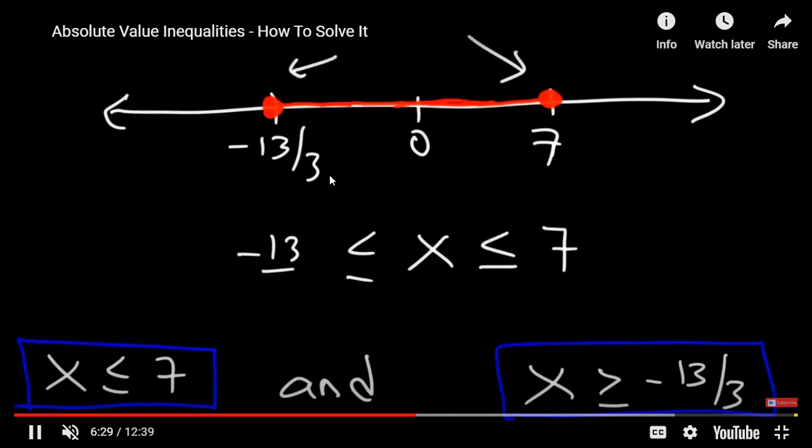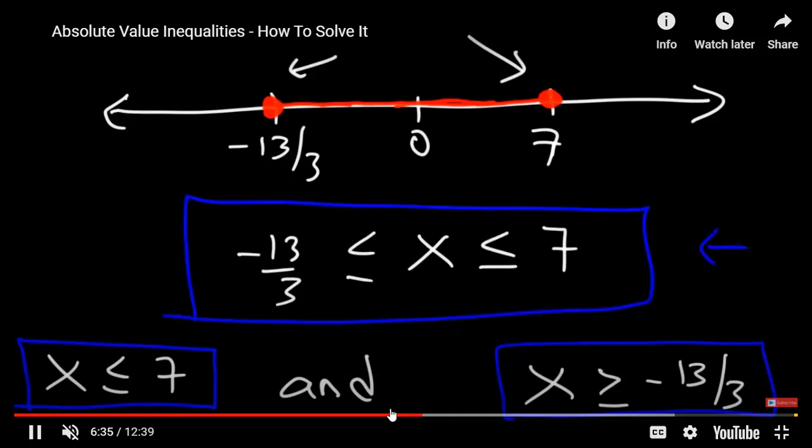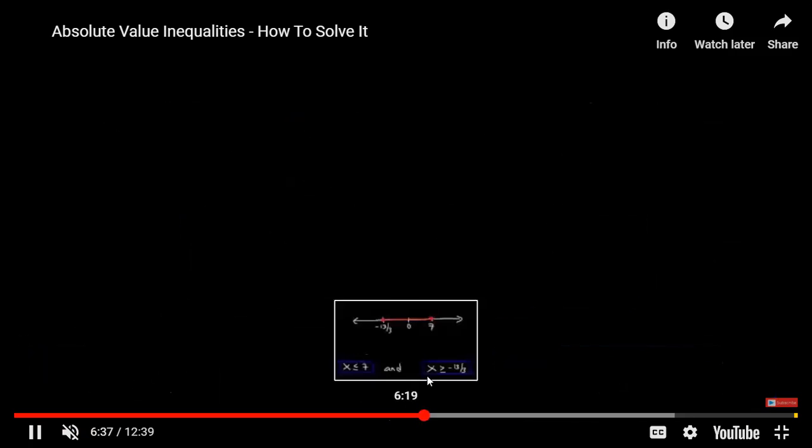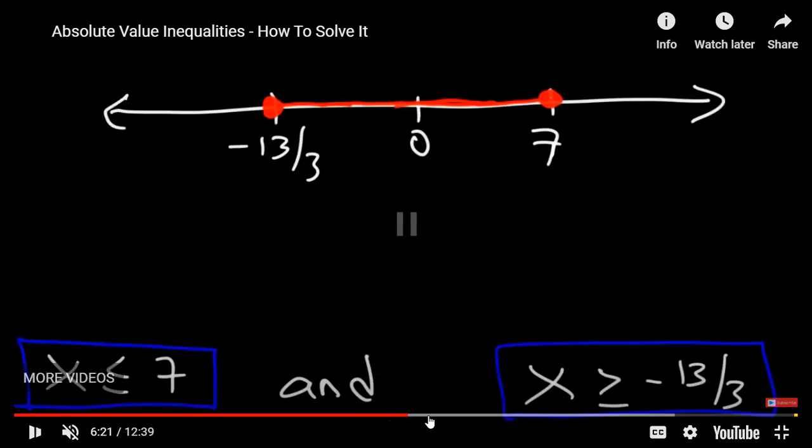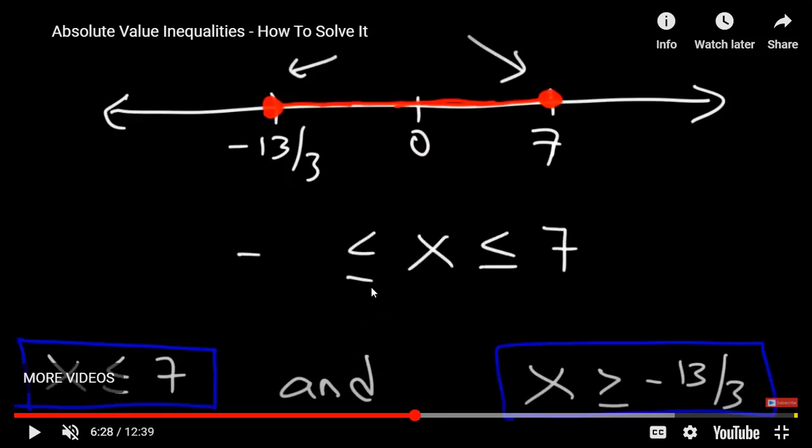The second, negative 13 over 3, will move to the right side. Then we can write a solution set for this question. It will be x is more than or equal to negative 13 over 3 and less than or equal to 7.